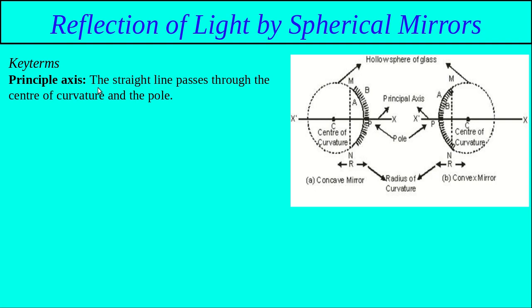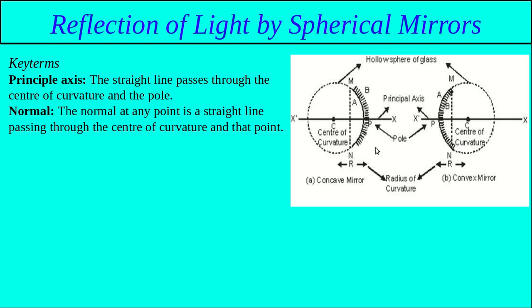Next is the principal axis. The straight line passing through the center of curvature and pole is known as the principal axis. For example, in this figure, this x prime x is the principal axis. Similarly here, this is the principal axis. Next is the normal. The normal at any point is a straight line passing through the center of curvature and that point. For example, this line here that passes through the center of curvature and that point is called the normal.